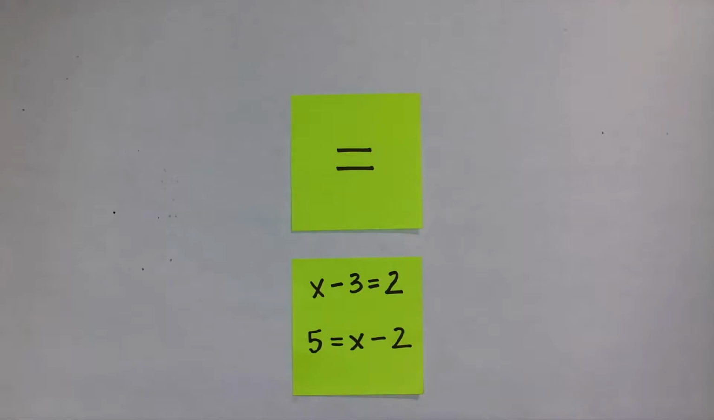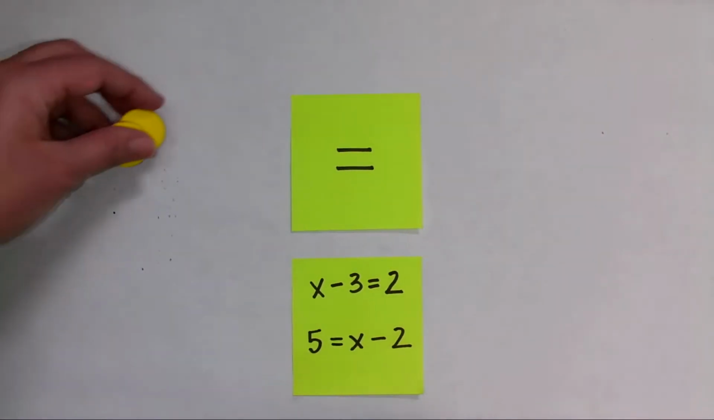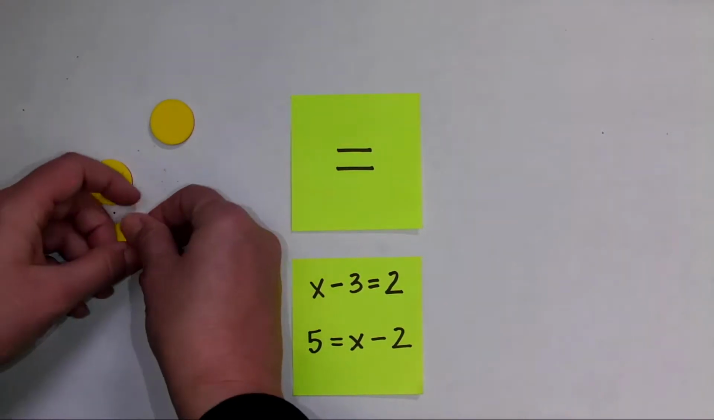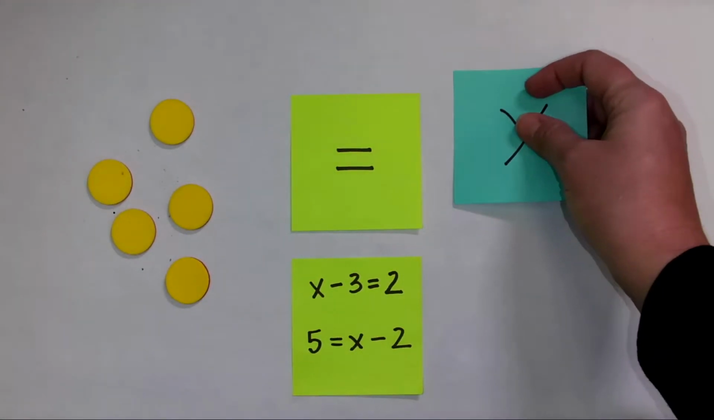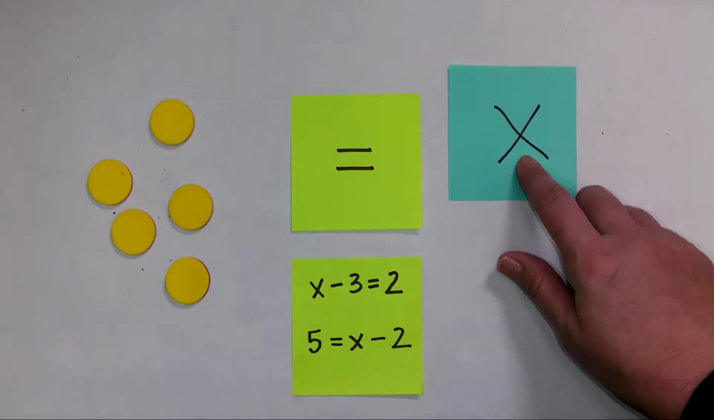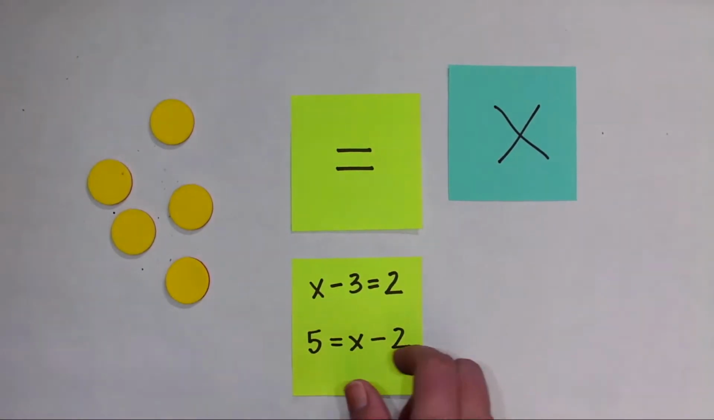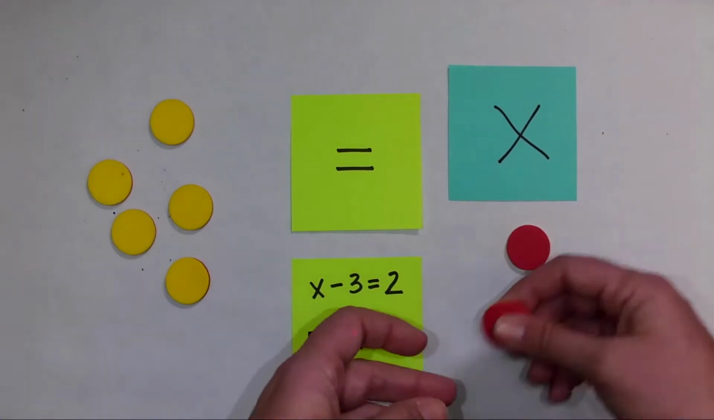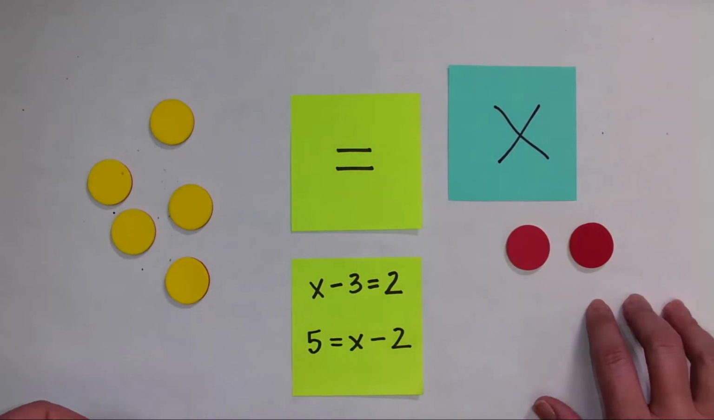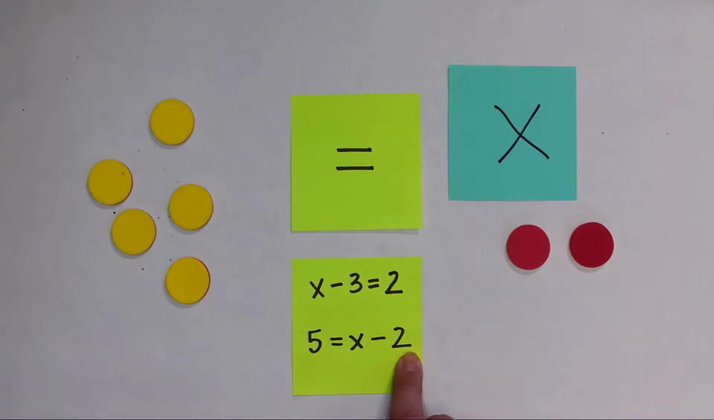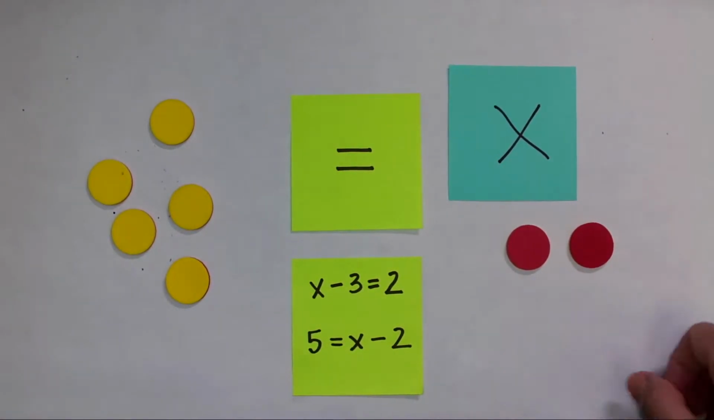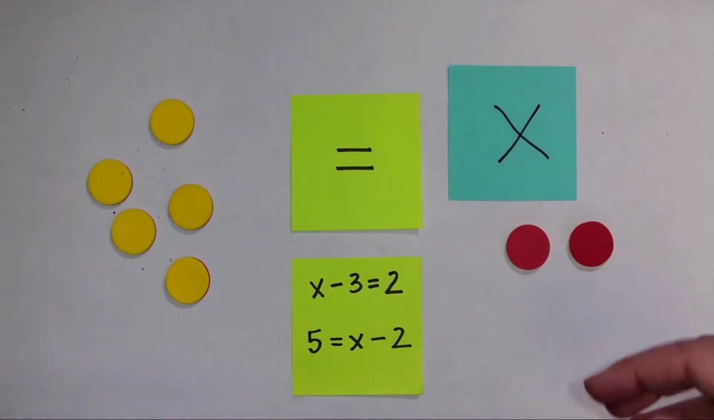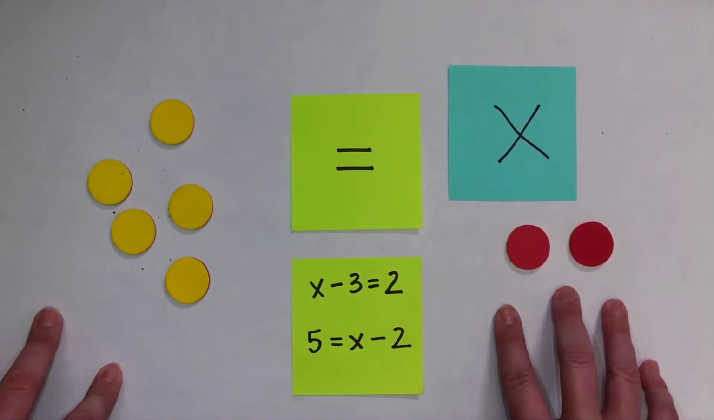This time I'm going to set up 5, so I'll go ahead and get out 5 yellow counters here, equals, and I'll just use a plain old Post-it note with an x written on it, x minus 2. Now last time I showed you what it means to end up having minus 2 and why those are represented in red. I'm not going to do it this time, but that would be a helpful thing to show students if they need to review that process again.